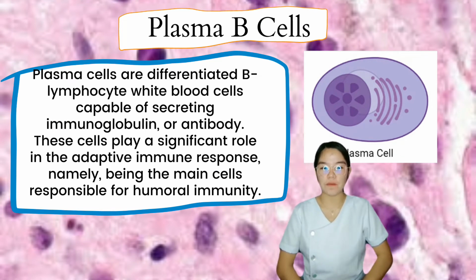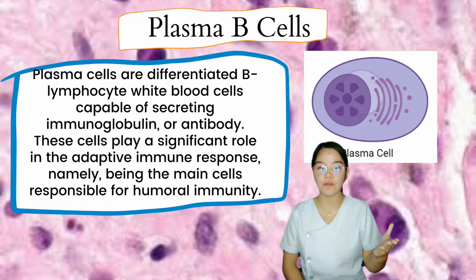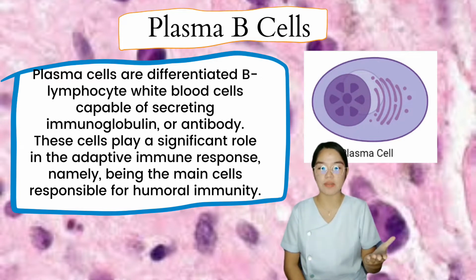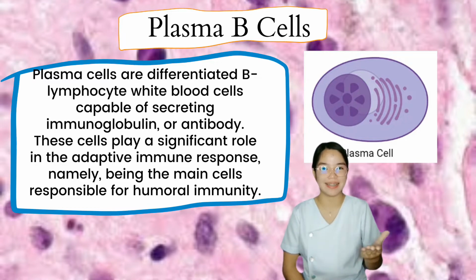These cells develop from B cells that make immunoglobulin for the serum and the secretions. Plasma cells are differentiated B lymphocyte white blood cells capable of secreting immunoglobulin or antibody. These cells play a significant role in the adaptive immune response, namely, being the main cells responsible for humoral immunity.